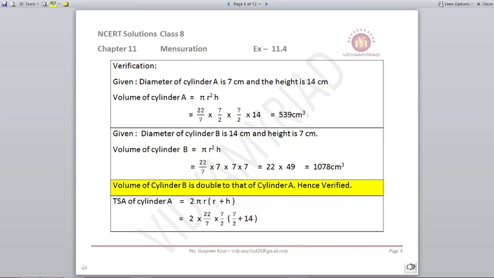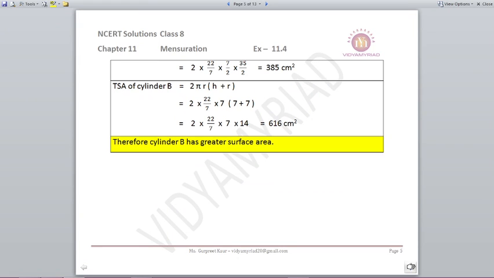The formula is 2 pi r into r plus h. Let's put the values into the formula. You get 385 centimeters square. So TSA of cylinder B, we have the information with us, 2 into 22 by 7 into 7 into 7 plus 7. That comes out to be 616 centimeters square. So cylinder B has a greater surface area. So the one which has a greater surface area, that is cylinder B, also has the greater volume. So in both the cases, cylinder B is greater.